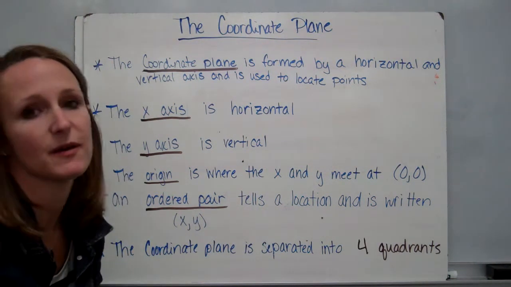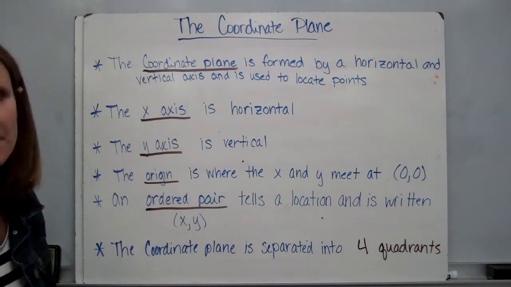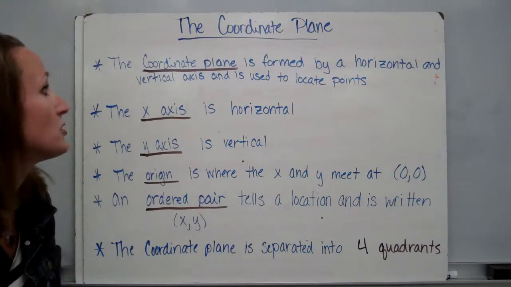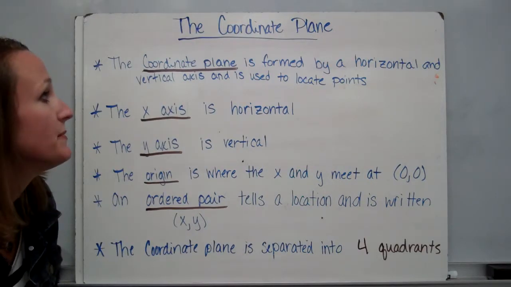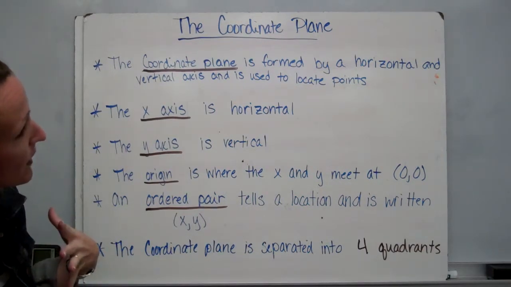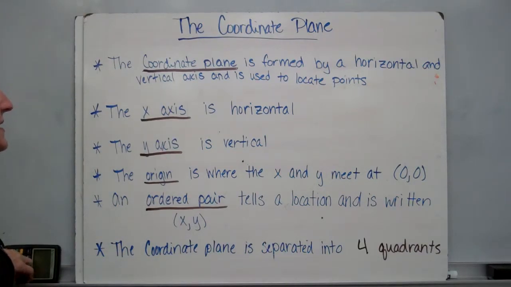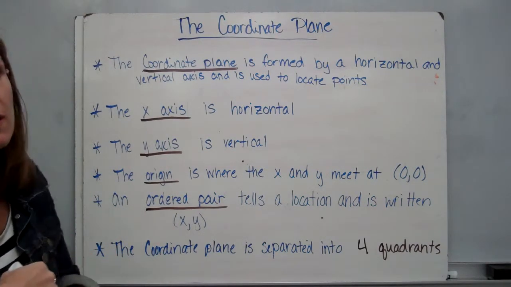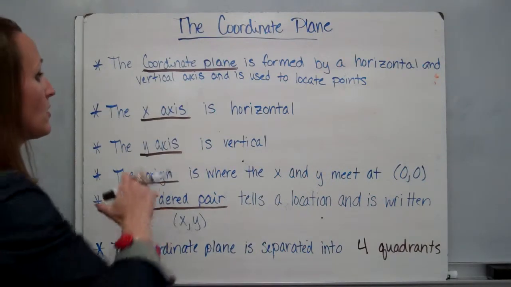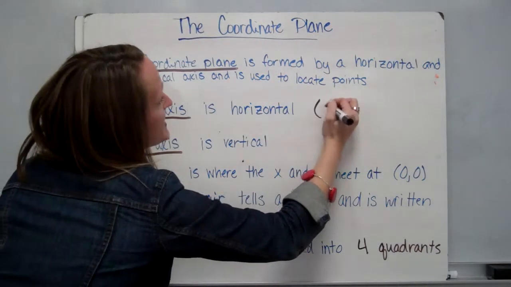In this video we're going to talk about the coordinate plane, and there are lots of definitions that go along with it. The first one is, what is the coordinate plane? Well, the coordinate plane is formed by a horizontal and vertical axis, and this is where we locate points. The x-axis is horizontal, and on this horizontal x-axis we also call this our independent data.